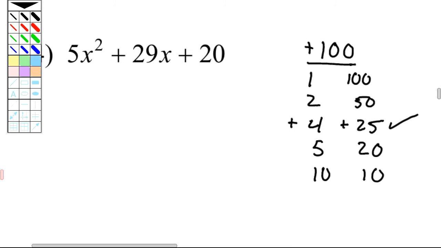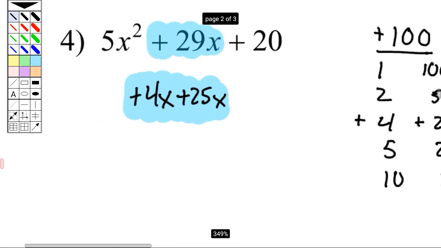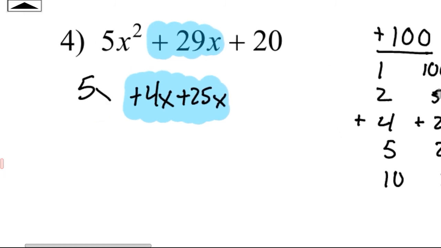So I'm going to go back in here, rewrite this using those two new terms we just found. It's going to be a positive 4x and a positive 25x. Everything else is going to come down. So 5x squared comes down, positive 20 comes down, just like last time. What can I take out of these two? 5 and a 4, nothing I can take out. X squared and an X, they both have an X.